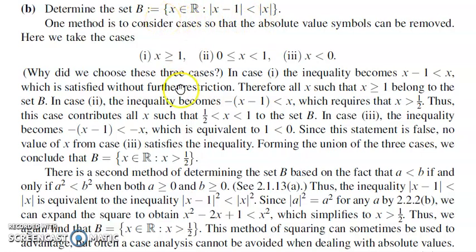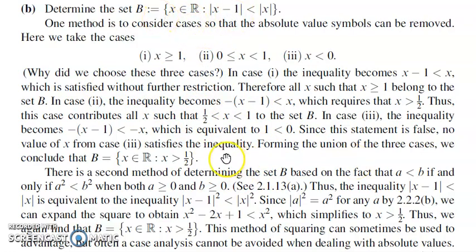These are two methods by which we can solve this problem. In the first method, based on the points 1 and 0, we subdivided the real numbers into three classes: x greater than or equal to 1, x in between 0 and 1, and x less than 0. And in each of the cases, we have successfully solved and found those real numbers which belong to the set B.